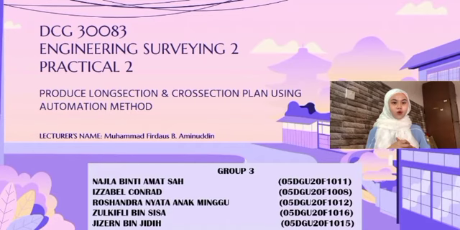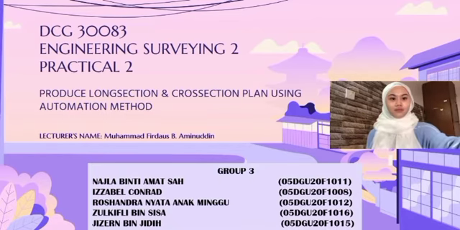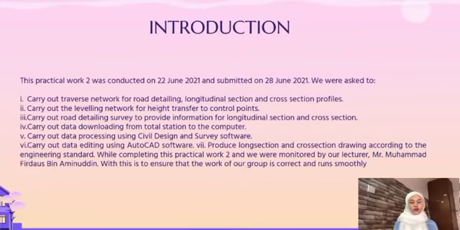We will present our practical work 2, which is to produce long section and cross section plan using automation method. This practical work 2 was conducted on 2nd December 2021 and submitted on 10 December 2021. We were asked to carry out traverse network for road detailing, longitudinal sections and cross section profile.